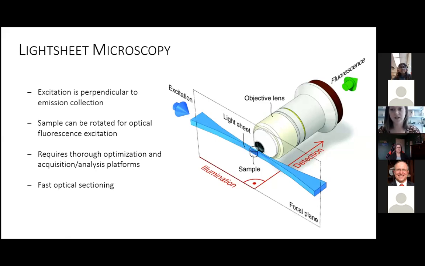And this particular setup allows us to have very fast optical sectioning, which means that we're able to image the sample in 3 dimensions very quickly. We're also able to manipulate the sample. In some microscopes, you can actually rotate the sample in 3 dimensions to get the optimal imaging view of your sample.